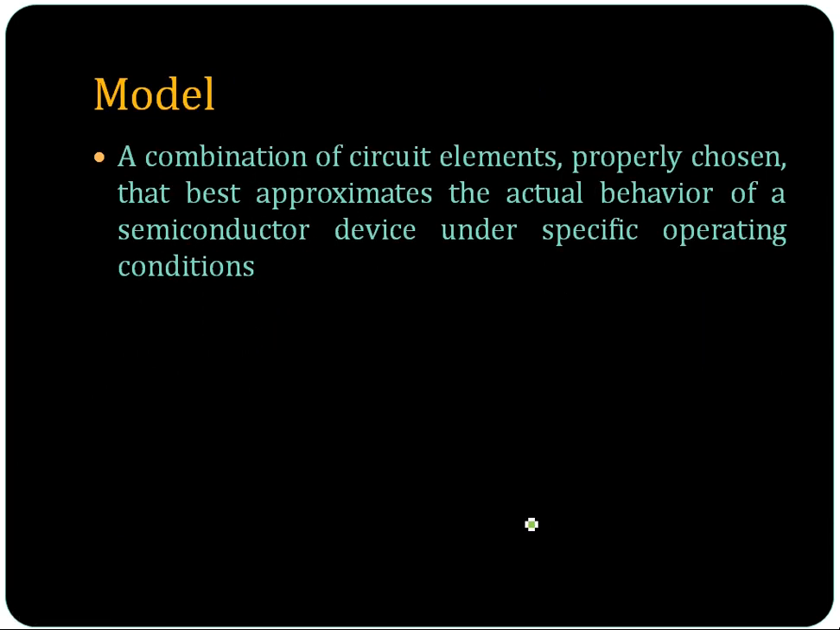Now we may come across terms like model, BJT model and all. As per the syllabus you can see the BJT model, the H parameter equivalent like that. So before we move into such details, we should understand what a model is. The model is a combination of circuit elements properly chosen that best approximates the actual behavior of the semiconductor device under specific operating conditions. So here you are going to use this semiconductor device, that is the transistor, as an amplifier.